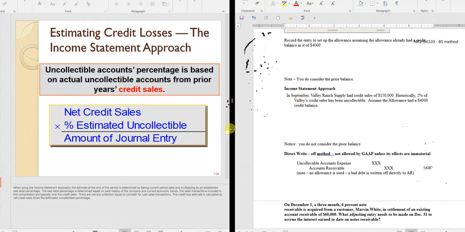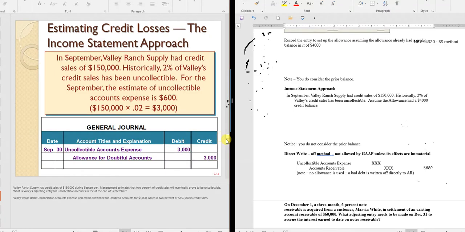So in September, we had credit sales of $1,150,000, and historically 2% of their credit sales has been uncollectible. So again, I see I've got a 2%. It doesn't have a name, it's an estimate. So I have the entry, the debit and the credit: always debit uncollectible accounts expense, credit allowance, because I have an estimate.